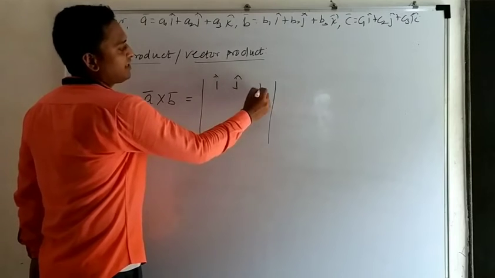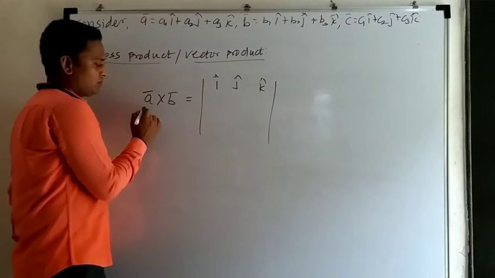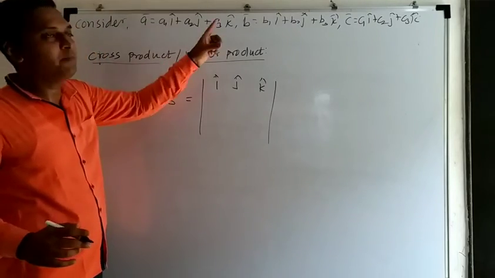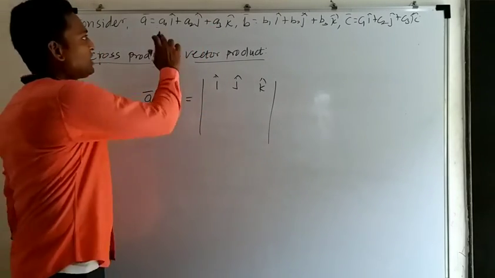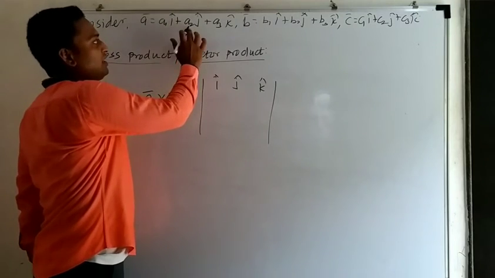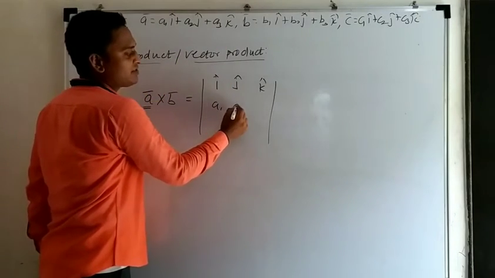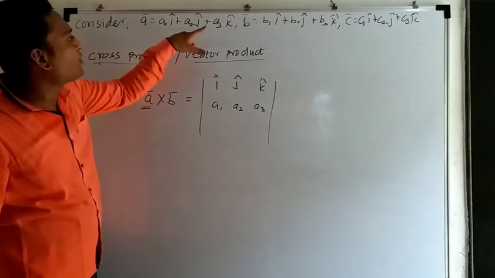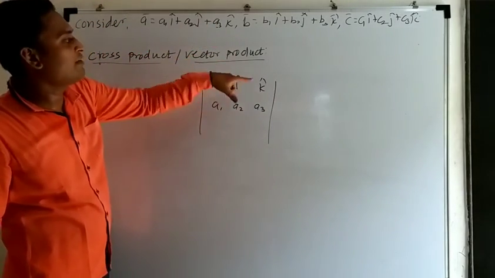It is equal to a determinant. The first row is i, j, k. Whatever first vector you have at this position, its i, j, k components we write in the second row. So the components of the first vector are a1, a2, a3. Below i, we write the i component. Below j, we write the j component. Below k, we write the k component.